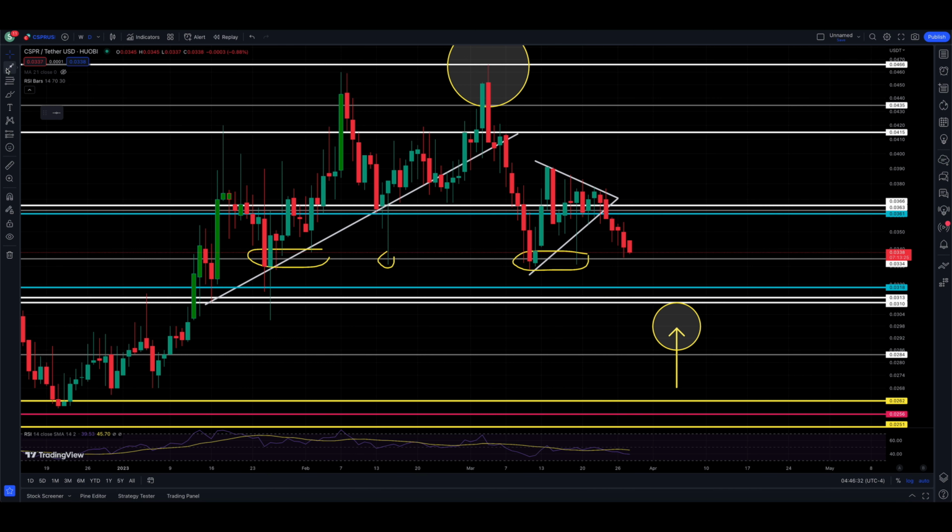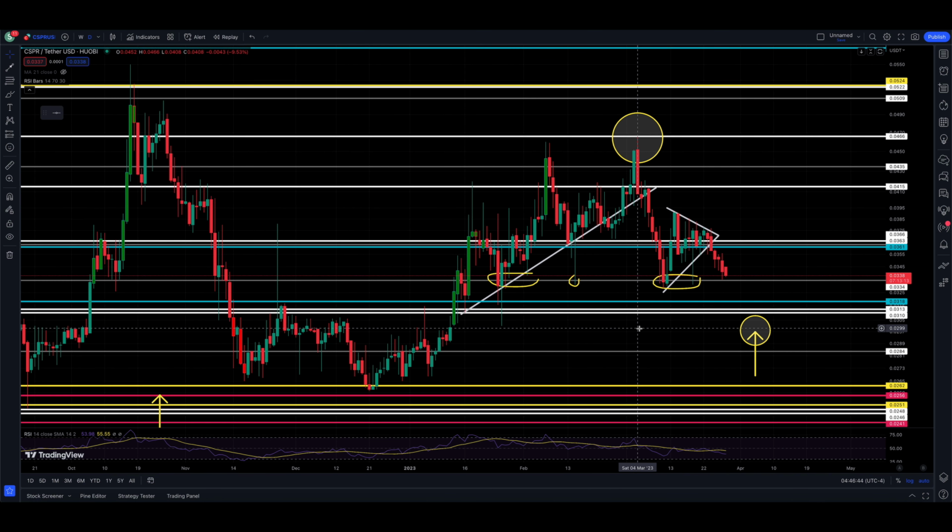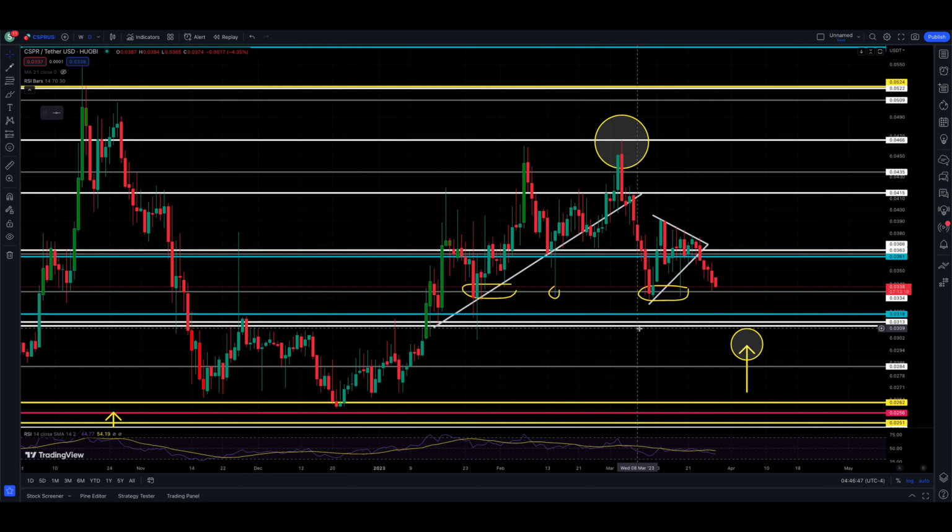Or two, it gets broken viciously to the downside and we head down to our 318s, 313, 310, maybe into the 280s or 290s. So that's a couple different scenarios to play out.